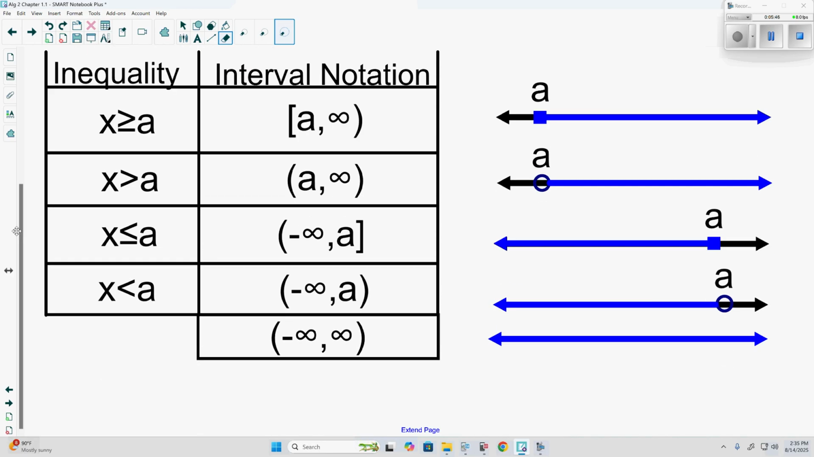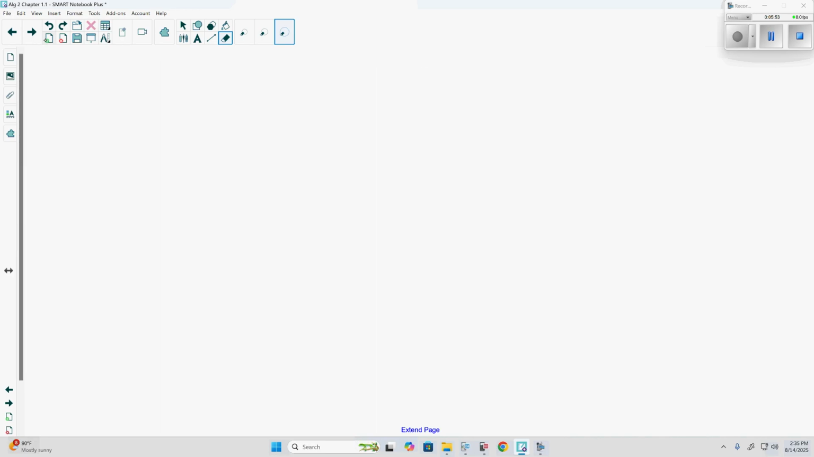Now, at this point here, we'll talk about kind of infinity, and part of the reason we use parentheses with it.